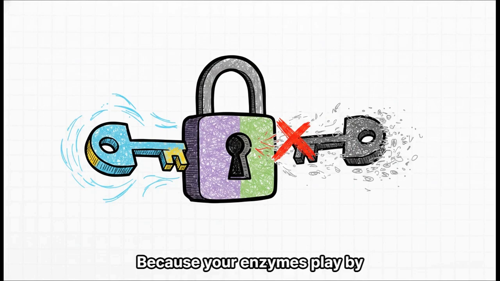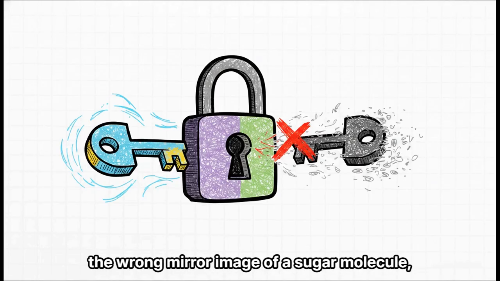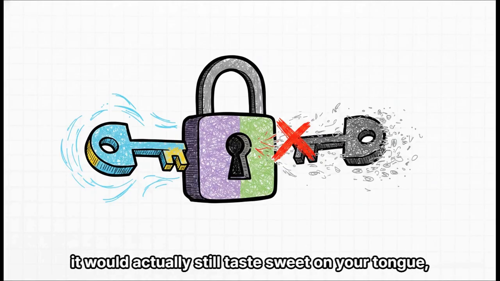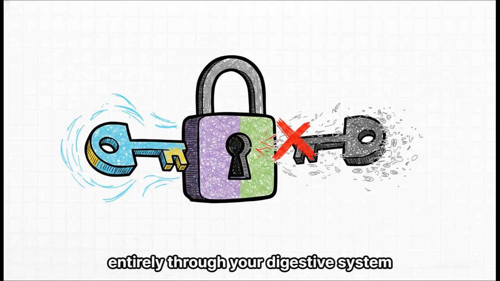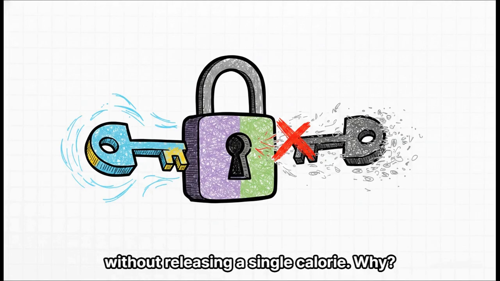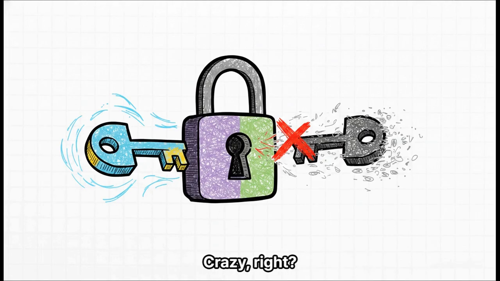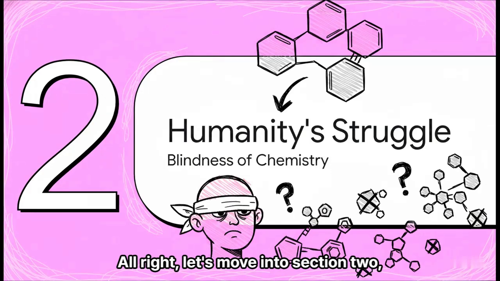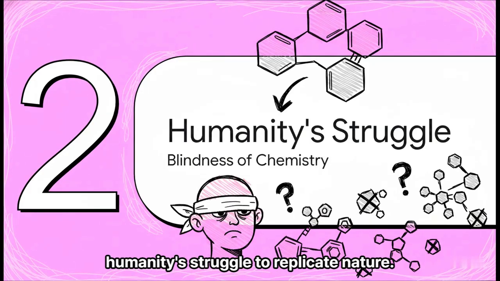Because your enzymes play by such incredibly strict rules, using L-amino acids for proteins and D sugars for fuel and DNA, they entirely ignore the wrong mirror image. Get this, if you were to eat the wrong mirror image of a sugar molecule, it would actually still taste sweet on your tongue, but it would just vanish entirely through your digestive system without releasing a single calorie. Why? Because your biological locks simply have no keyholes for it. Crazy, right? All right, let's move into Section 2, the blindness of chemistry, humanity's struggle to replicate nature.